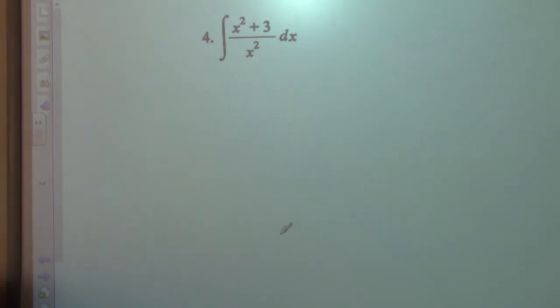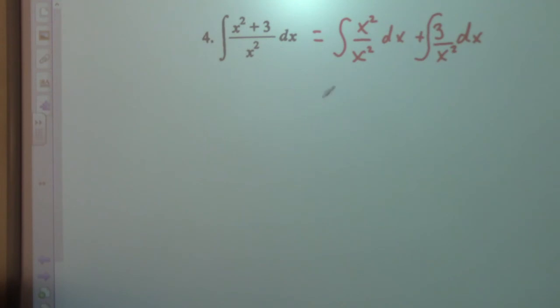So are you finished with this one yet? Yeah. Let's go ahead and look at it. So basically what you're doing here is, if you separate this out into 2 adjacent fractions, you're going to get the integral of x squared over x squared dx plus, we'll just say, the integral of 3 over x squared dx. Does that look right so far?